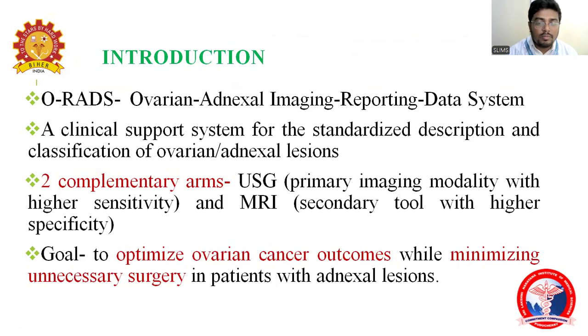It has two complementary arms. One is USG, which is a primary imaging modality with higher sensitivity. And the second one is the MRI O-RADS, which is a secondary tool with higher specificity. And the goal of O-RADS is to optimize ovarian cancer outcomes while minimizing unnecessary surgery in patients with adnexal lesions.